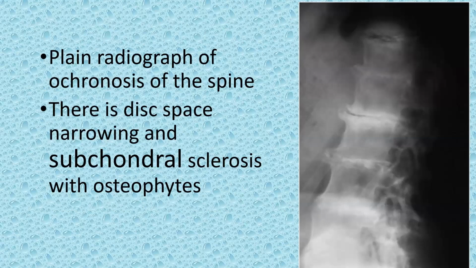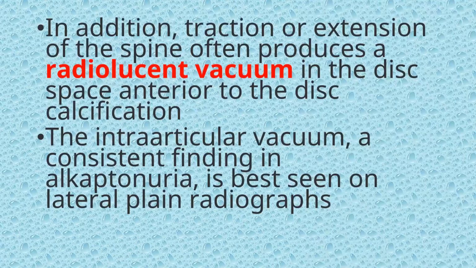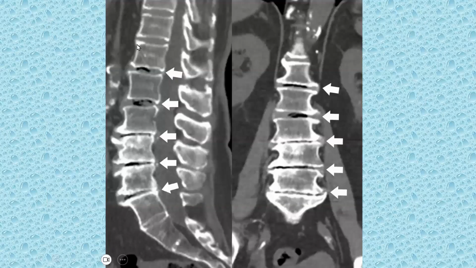This is a plain radiograph, a close lateral view of ochronosis of the spine. There is disc space narrowing and subchondral sclerosis with anterior osteophytes. In addition, traction or extension of the spine often produces a radiolucent vacuum in the disc space anterior to the disc calcification. The intra-articular vacuum, a consistent finding in alkaptonuria, is best seen on lateral plane radiographs. You see over here, the vacuum is being cleared when you apply some traction. You see the vacuum, air in the disc space.